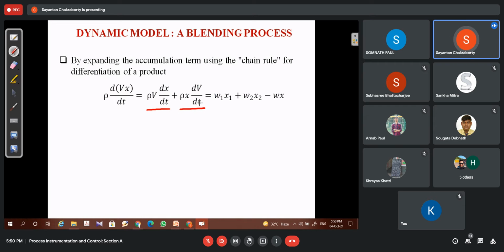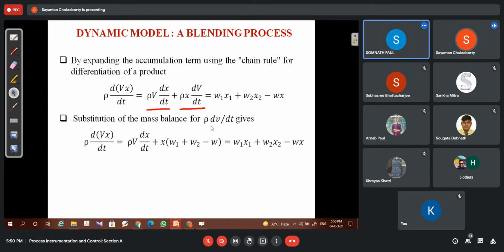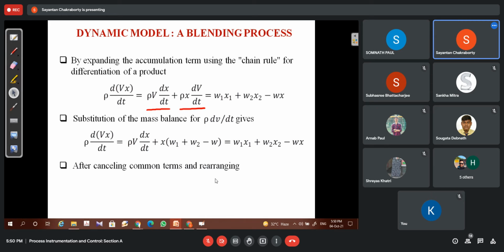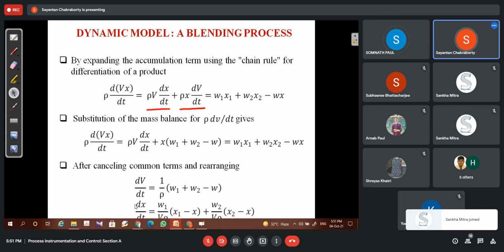Now, this dV/dt we have already seen: rho dV/dt is equal to W1 plus W2 minus W. So you replace that. This will be rho V dx/dt, and this will be x into rho dV/dt, which is W1 plus W2 minus W, and this is equal to W1x1 plus W2x2 minus Wx. So you can rearrange them to arrive at the final expression: dV/dt is equal to this, the expression that we obtained from this relation, and the next expression will be dx/dt.